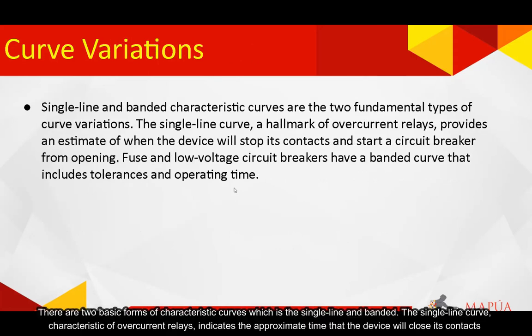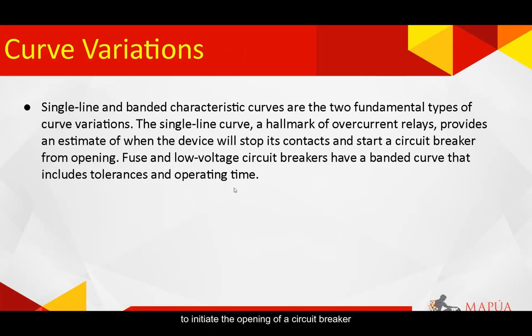There are two basic forms of characteristic curves, which are the single line and banded. The single line curve characteristic of overcurrent relays indicates the approximate time that the device will close its contacts to initiate the opening of a circuit breaker. The banded curve characteristic of fuses and low voltage circuit breakers includes tolerances and operating time.